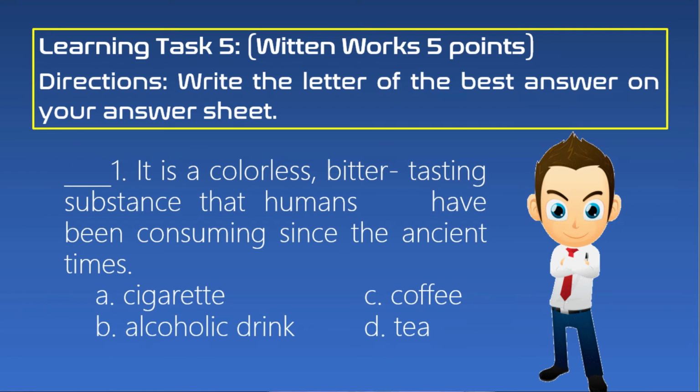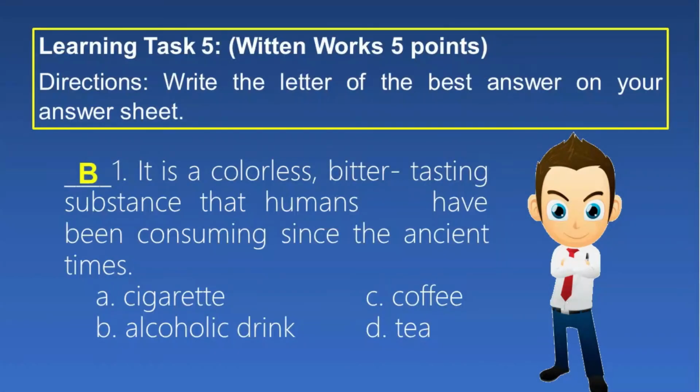Number 1. It is a colorless, bitter-tasting substance that humans have been consuming since the ancient times. A. Cigarette. B. Alcoholic drink. C. Coffee. D. Tea. And the correct answer is letter B.